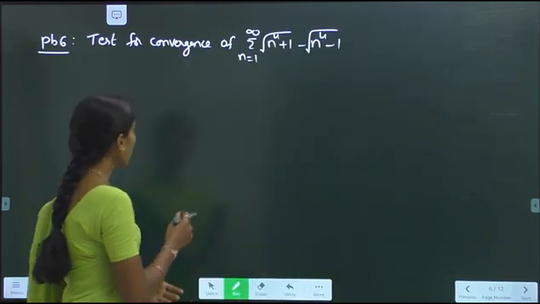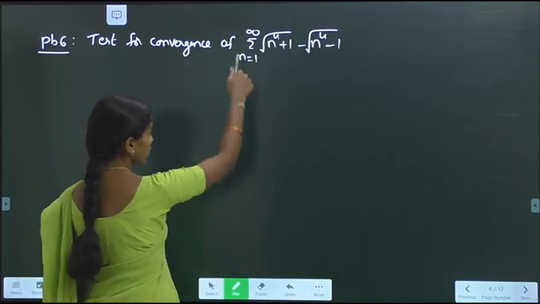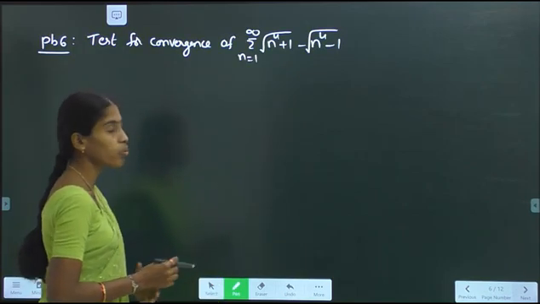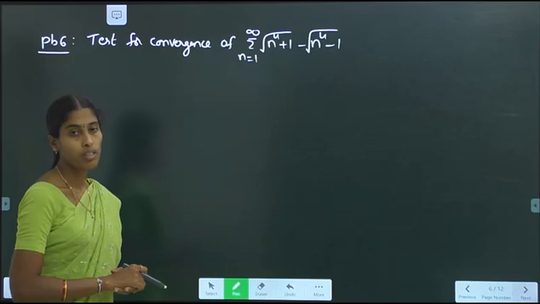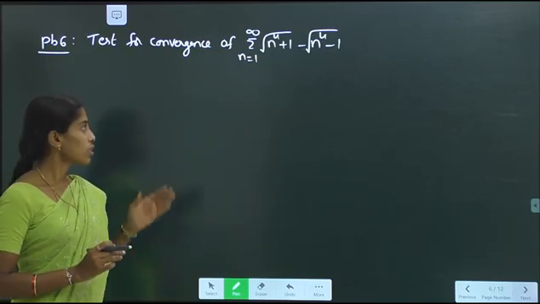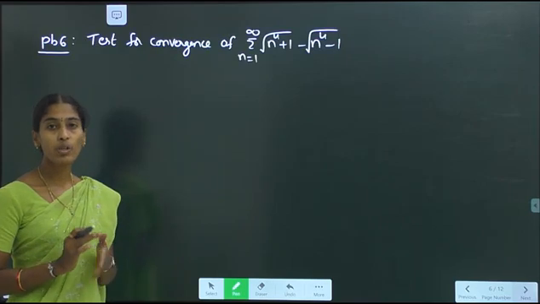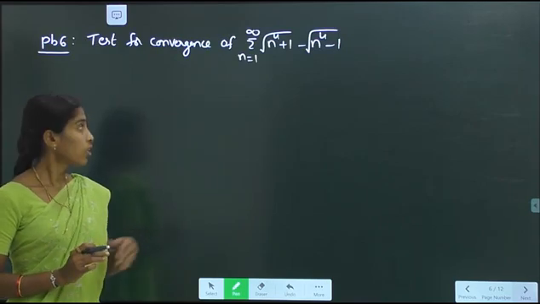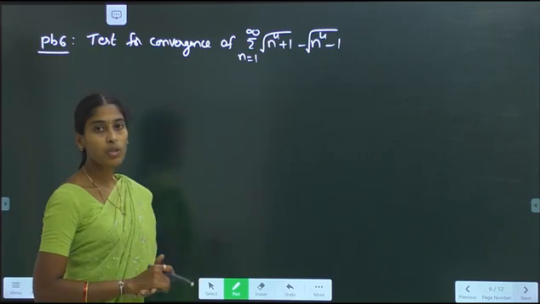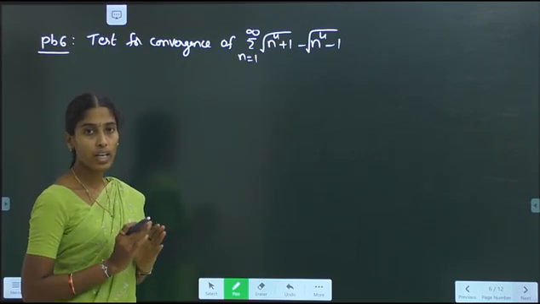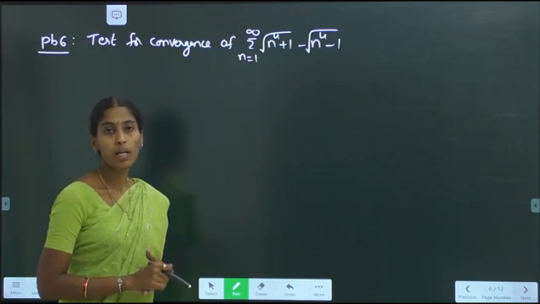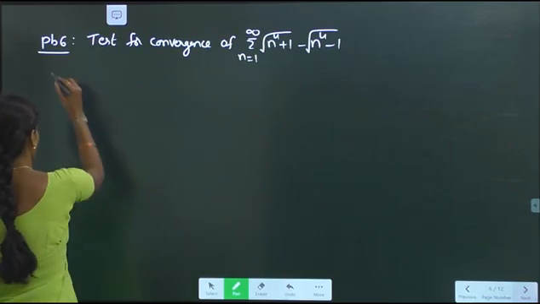Next one, test for convergence of summation n equal to 1 to infinity, square root of n power 4 plus 1 minus root of n power 4 minus 1, right? The previous sum is a different one. This is also a different one. Whenever Un includes square root of first term minus square root of second term, first we have to rationalize it. After rationalizing it, then we will apply the limit form of comparison test.